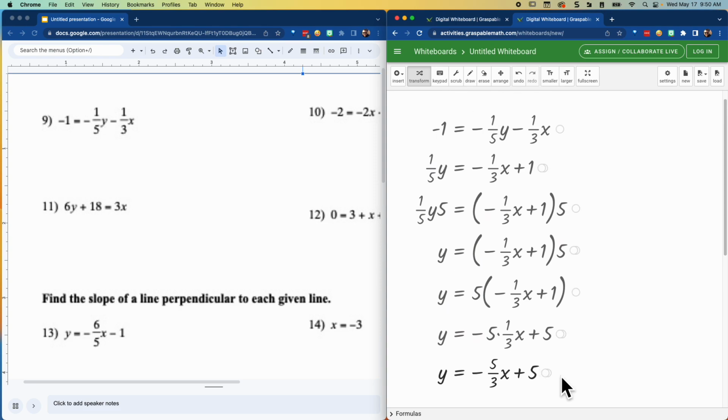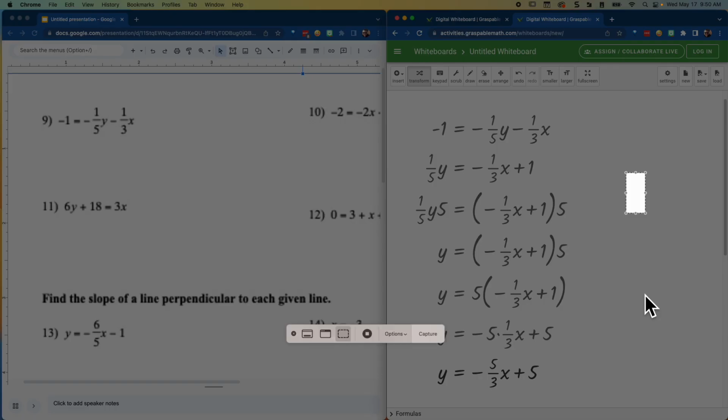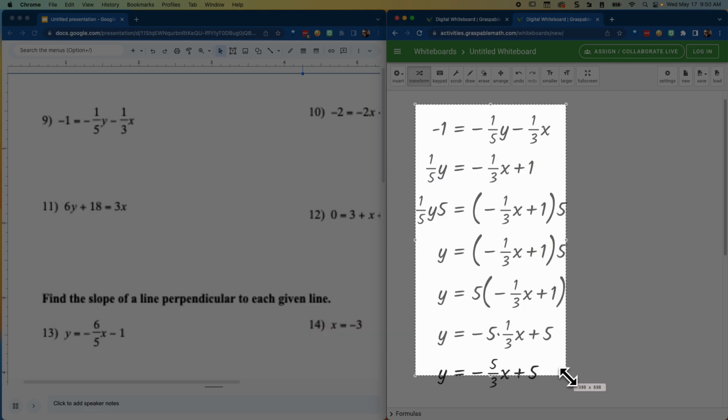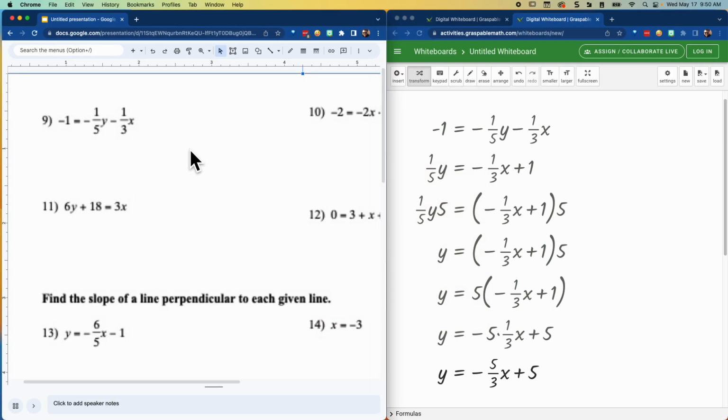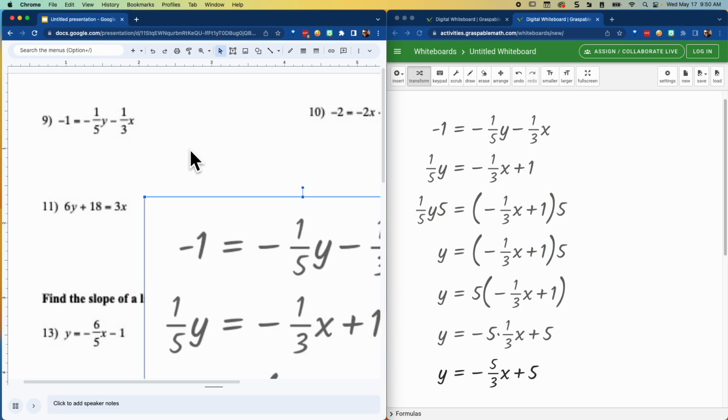So what is the slope then of this equation? The slope is going to be 5/3. So let's screenshot this piece. Make sure we're going to the clipboard. We'll capture that. And I'm over here and I will paste it.